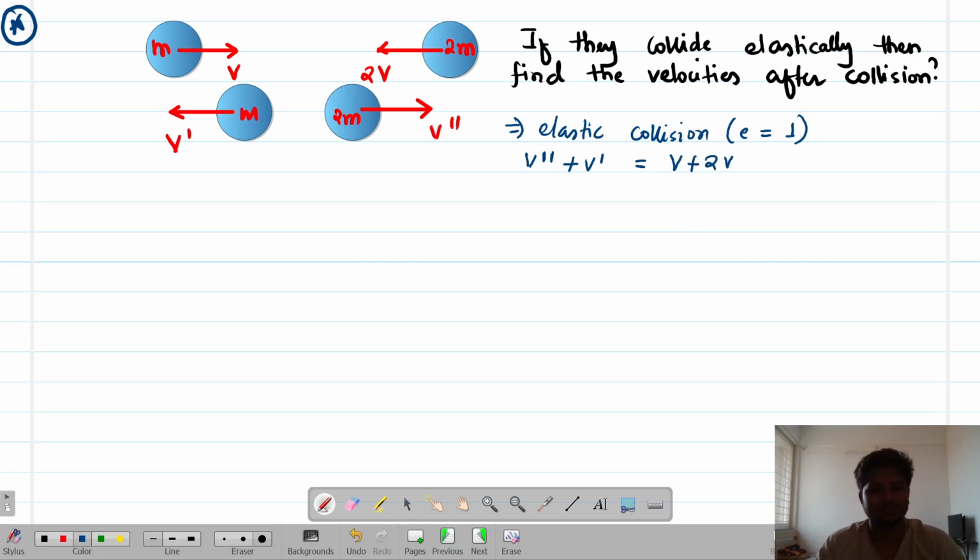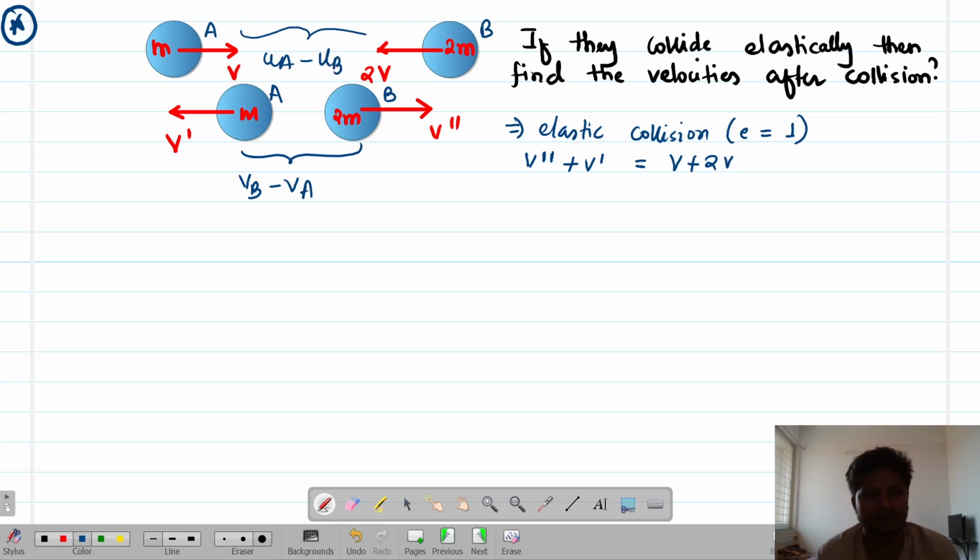Is that clear? So this is how I'm writing. You see that always I'm writing, let's suppose if this is A and this is B, and this is A, this is B only. So you have to always take that configuration. The velocity of separation is v of B minus v of A, while the velocity of approach is u of A minus u of B.